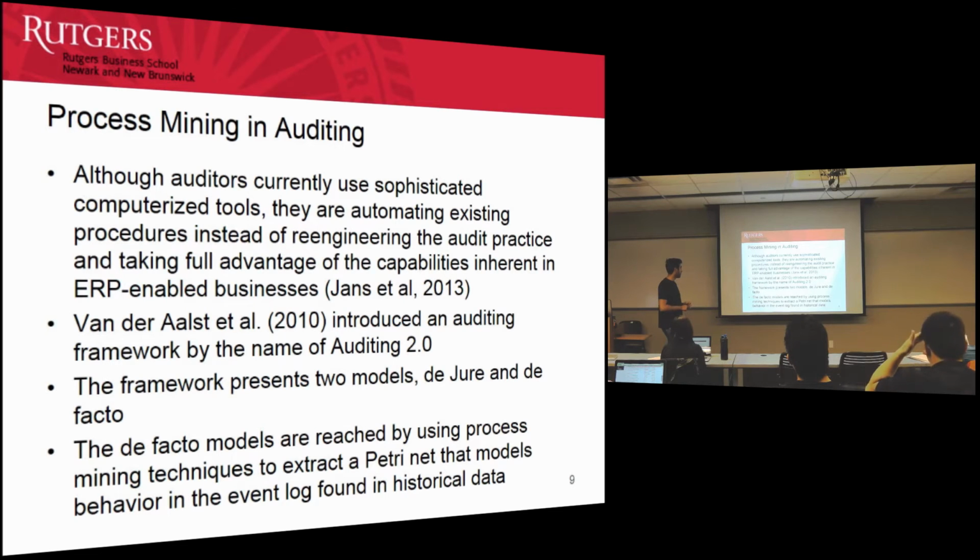Van der Aalst, 2010, introduced an auditing framework by the name of Auditing 2.0. The framework presents two models, the de jure and the de facto model. The first one is what the company requires or wants its process to look like, and the second one is what actually is happening. The actual models are reached by using process mining techniques to extract a Petri net that models behavior in the event log found in historical data.